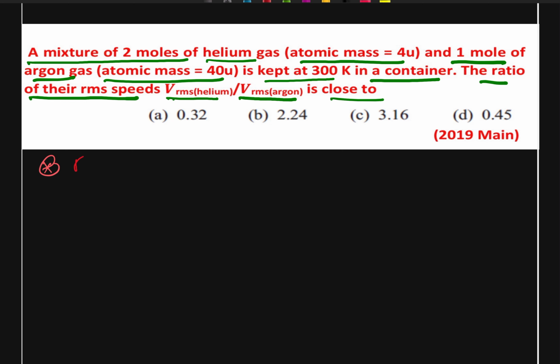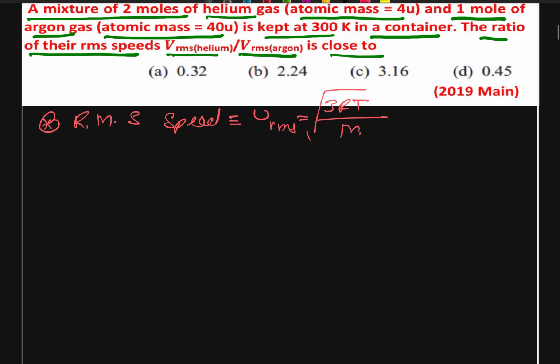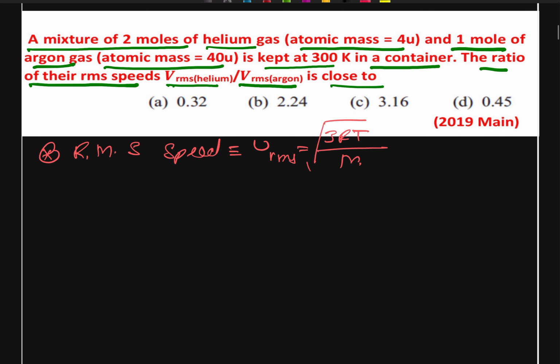So you can say the RMS speed, given as VRMS, will be equal to the square root of 3RT divided by M. Okay, and here temperature is the same, so we can say from here that our VRMS is proportional to the square root of M.